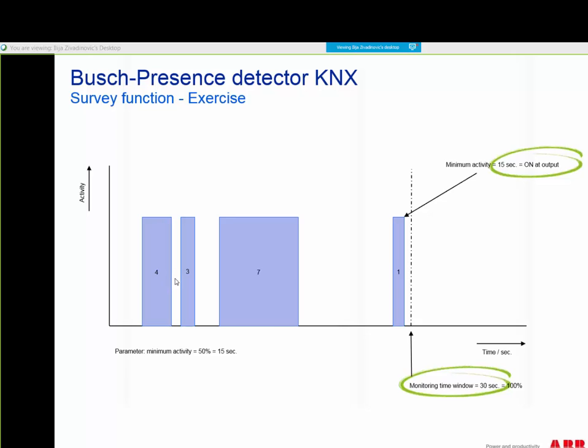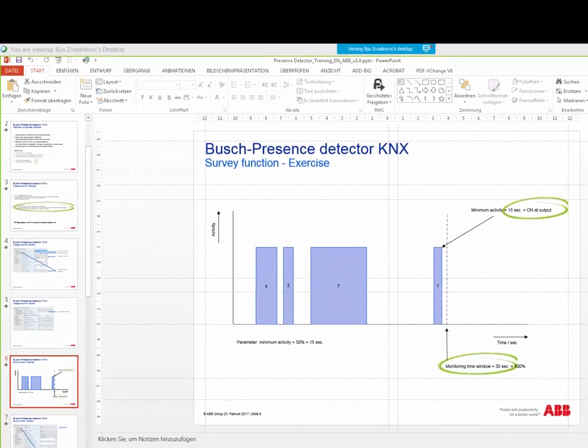Here, of course, there can be gaps between the movements. Then here in total you have 7 seconds, nothing will happen. Further 7 seconds, nothing will happen because we are now in total at 14 seconds. And only if the presence detector detects 15 seconds within this time frame, then the output goes to on. This is the survey function.